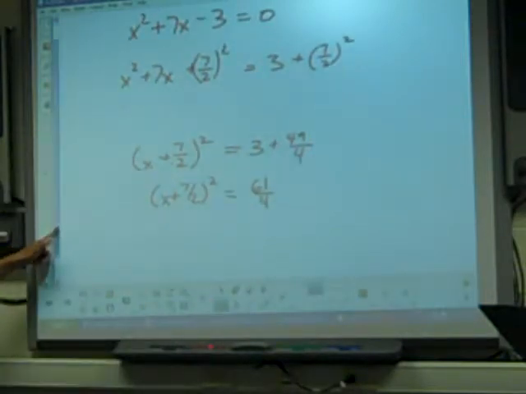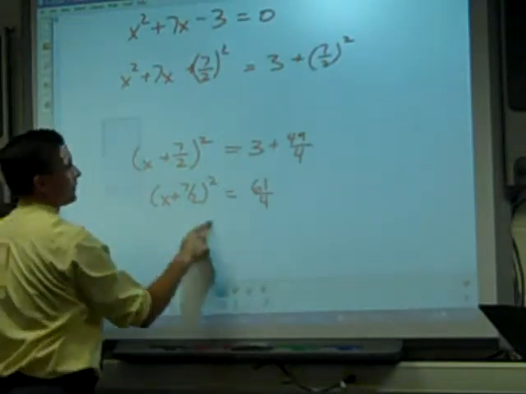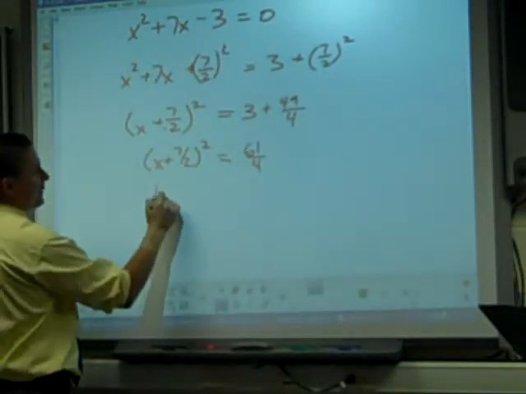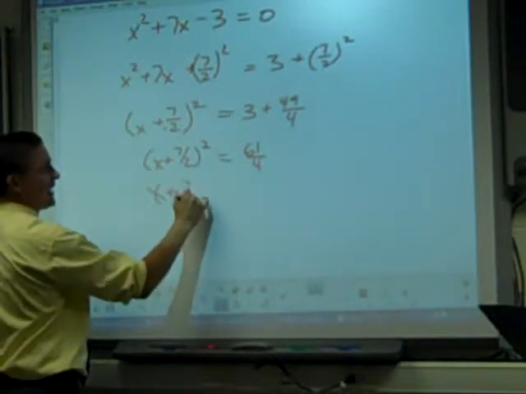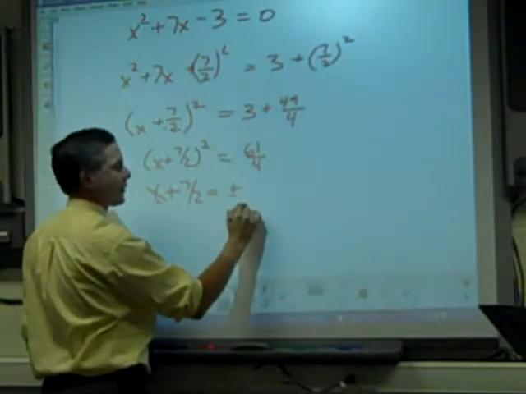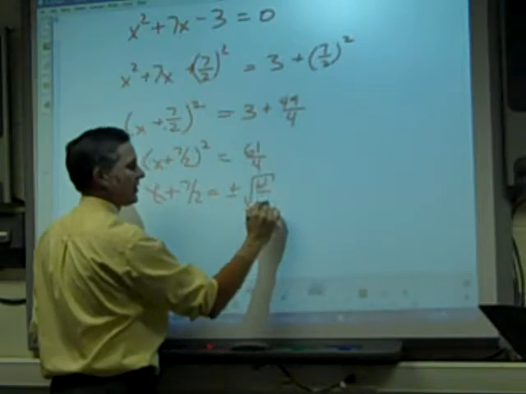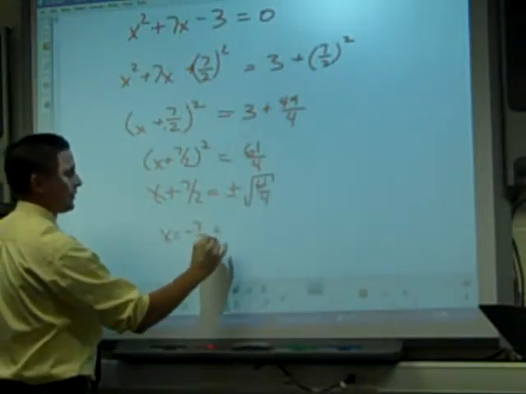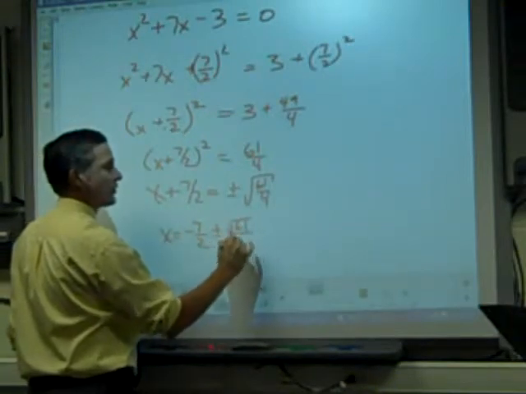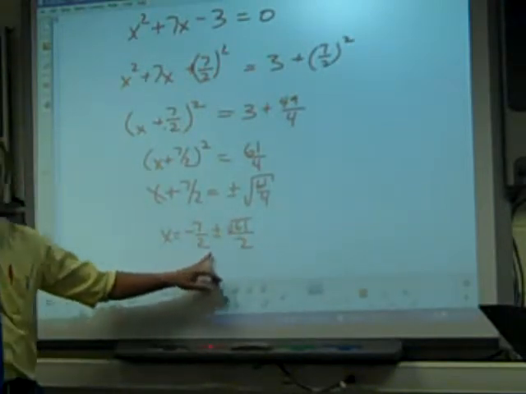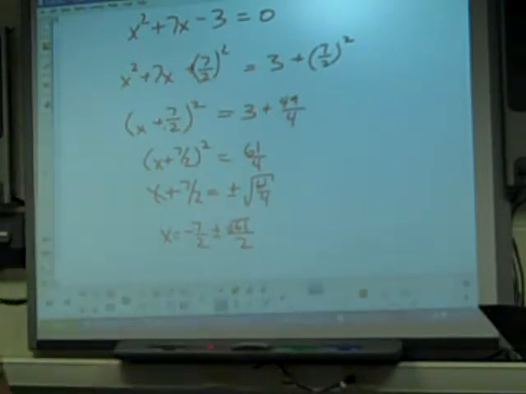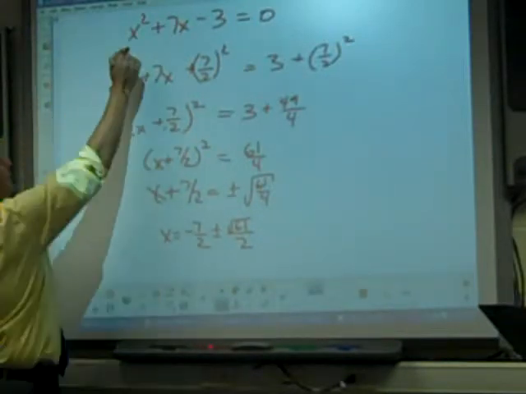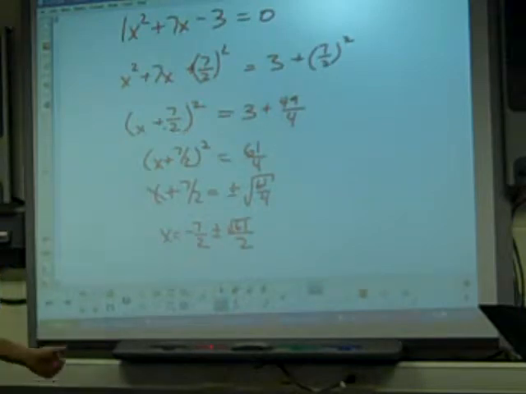Again, we're to the point now, take the square root of both sides, and I get x plus 7 halves equals plus or minus the square root of 61/4, which we can reduce to x equals -7/2 plus or minus the square root of 61 over 2. These bottom denominators should be multiples of each other. This works great, especially if the coefficient here is 1.